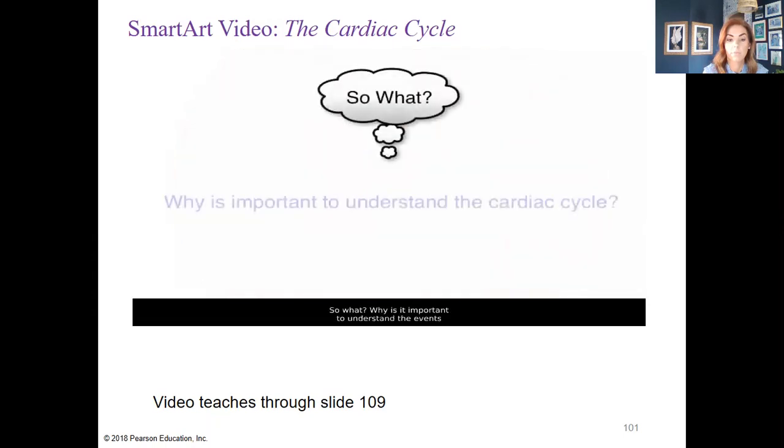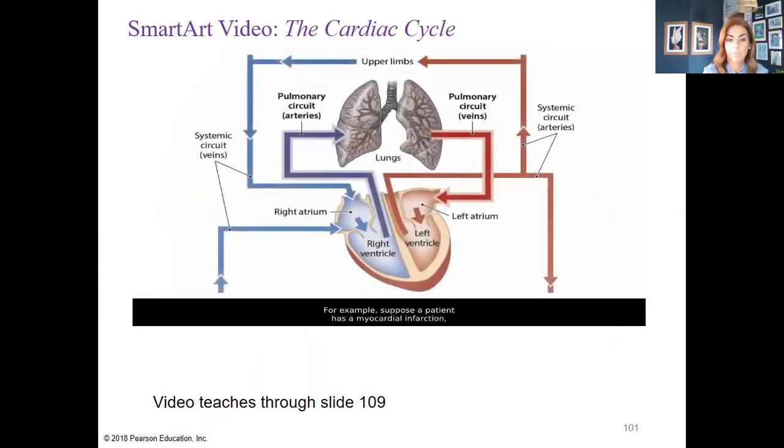So what? Why is it important to understand the events of a normal cardiac cycle? Well, this is crucial to understanding many serious heart conditions. For example, suppose a patient has a myocardial infarction, also known as a heart attack, that has seriously weakened the left ventricle. Left ventricular ejection will decrease, blood flow will back up between the left and right sides of the heart, resulting in congestion in the lungs. The resulting respiratory complications can be life-threatening.